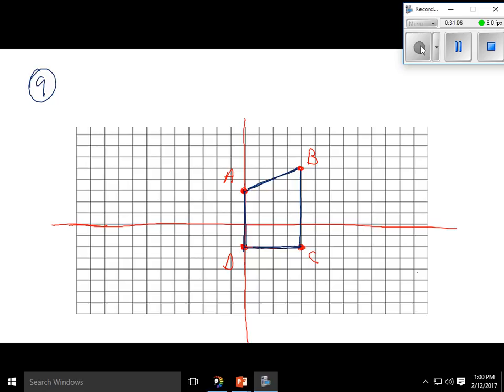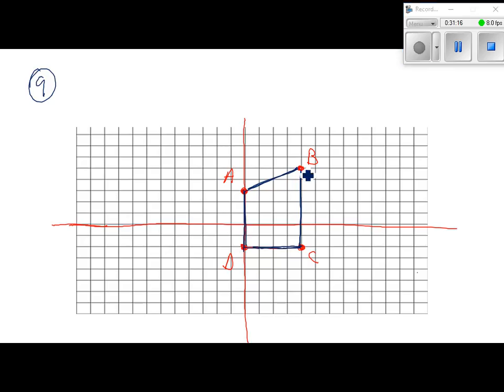They want us to find the length of the mid segment. To find the length of the mid segment, we got to find the midpoints of the legs. This is one of the legs. Remember the midpoint formula is you add the x's together, divide by 2, add the y's together, divide by 2. So to find the midpoint of segment AB here, we're going to add the x's, divide by 2, add the y's, divide by 2.